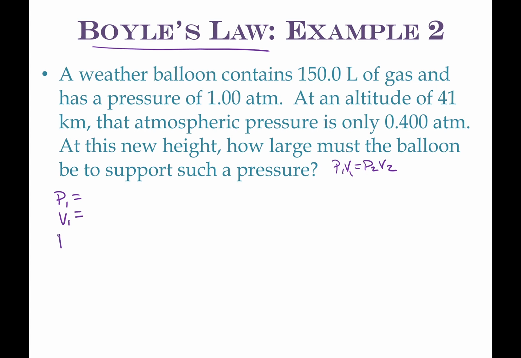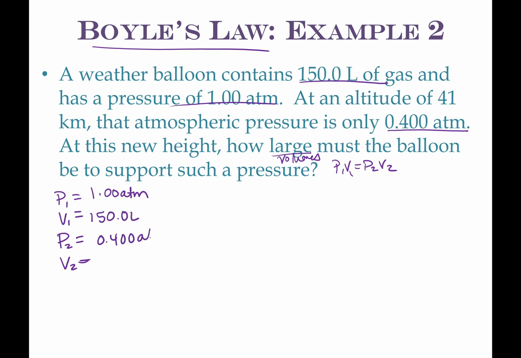But how would we know that if it didn't say so? Okay, so it talks about a volume and a pressure, and it talks about another pressure and how large is a volume. So we're only talking about volume and pressure. So P1 is 1 atmosphere. The volume is 150 liters. P2 is 0.4 atmospheres. What is our new volume?